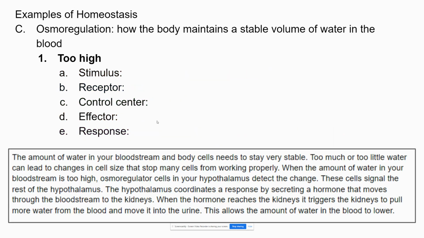Okay, let's try a different example. So letter C, osmoregulation, how the body maintains a stable volume of water in the blood. In this case, we're going to work with the stimulus being too high. So read through the prompt, and this time I'm not giving you the exact stimulus. Find what it is in the prompt and fill in the rest of the homeostasis circuit.